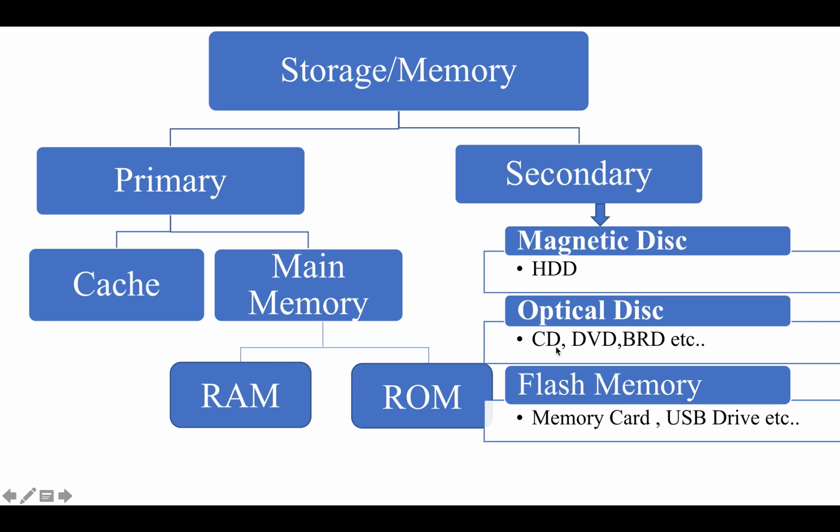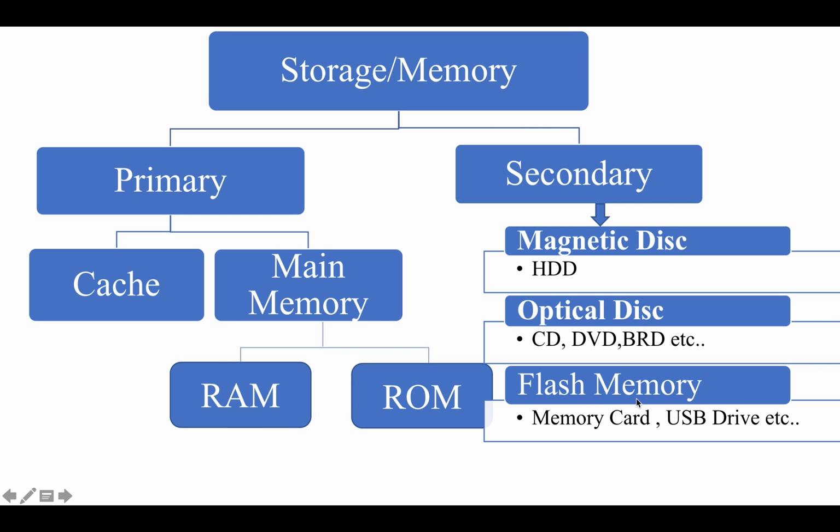CD stores data of about 700 MBs. DVD stores data from 4.7 up to 17 GBs. BRD stores data of about 50 GBs. DVD uses dual layer technology to store data in two layers, and both sides of the disc can store data. Then you learned about the Blu-ray disc, that the surface of this disc is scratch resistant.